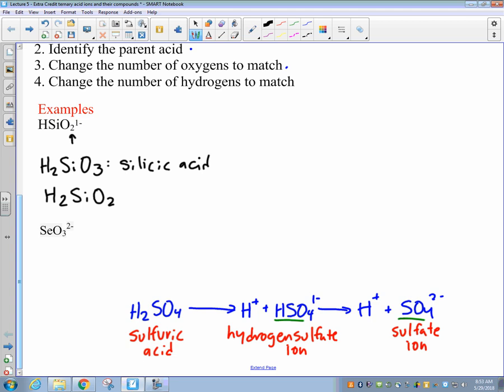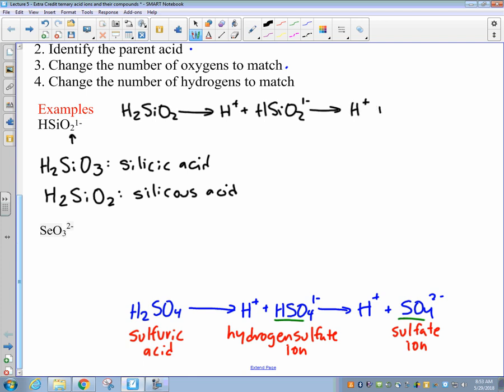So if H2SiO3 was silicic acid, the species H2SiO2 would be, according to our naming conventions for ternary acids, one fewer oxygen, which would make this silicous acid, as we change the ic to us when we subtract one oxygen. So that acid, H2SiO2, upon dissociation, would split apart into the following ions, H positive and HSiO2 1 negative, which is going to further split apart to another H positive and SiO2 2 negative.